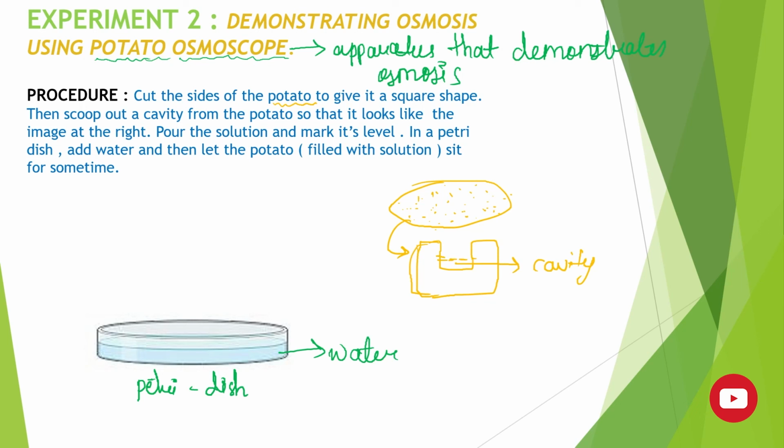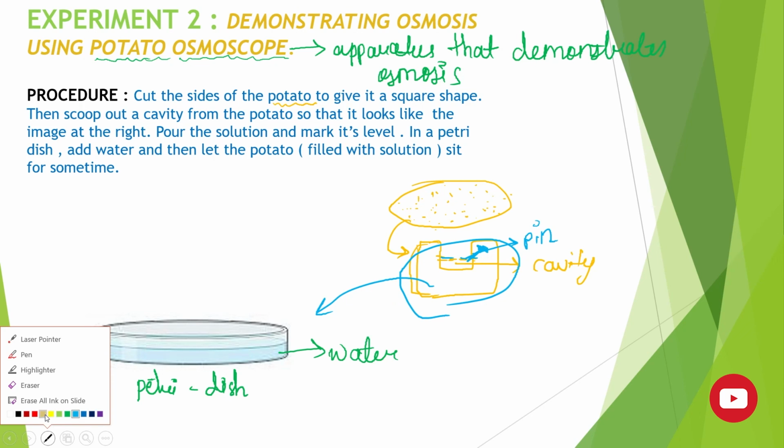Suppose we have put sugar solution up till this level. Now, we have to mark the level of this particular sugar solution using a pin. This thing is a pin to mark the level of sugar solution. Now we have to place this whole thing in the petri dish. We are simply going to place the potato osmoscope in the petri dish.